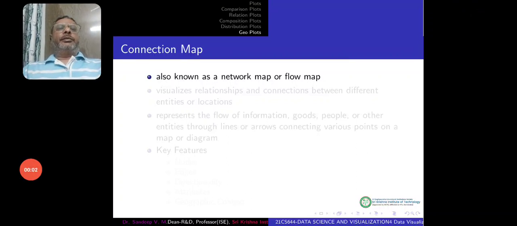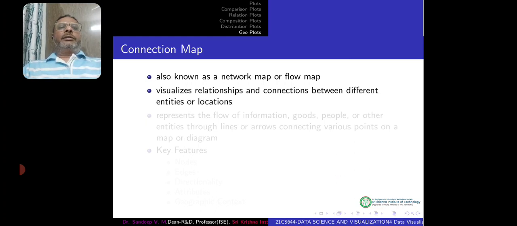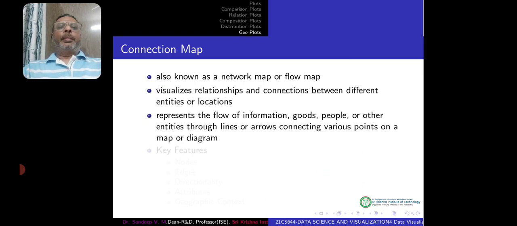The next type of geoplot is called a connection map. It's also known as a network map or a flow map. It visualizes the relationships and connections between different entities or locations in the map.